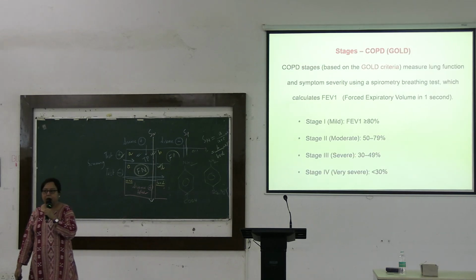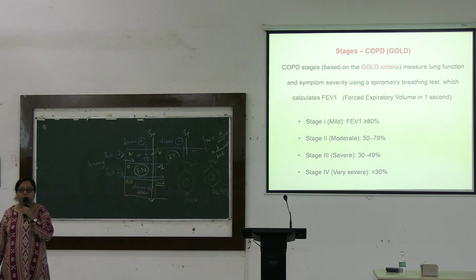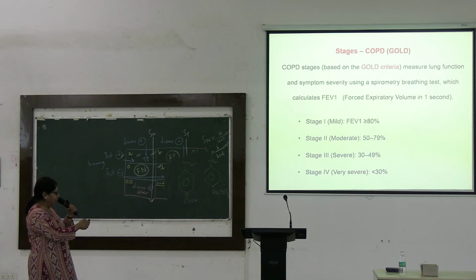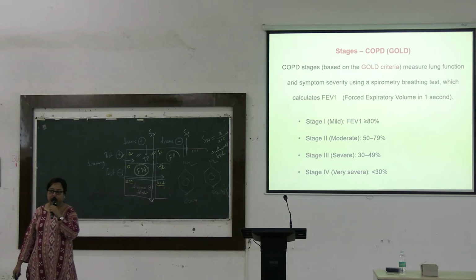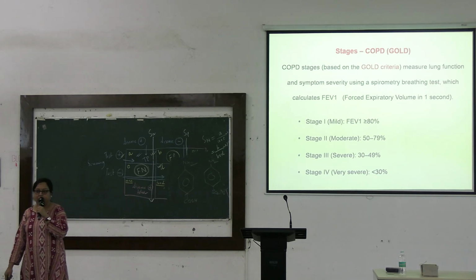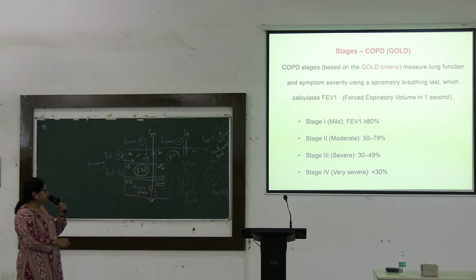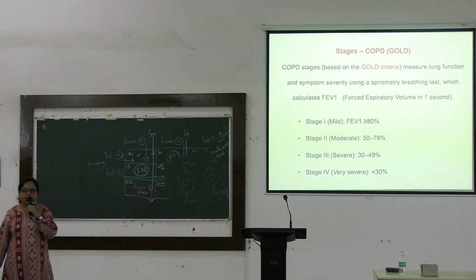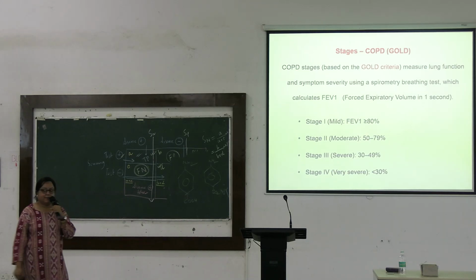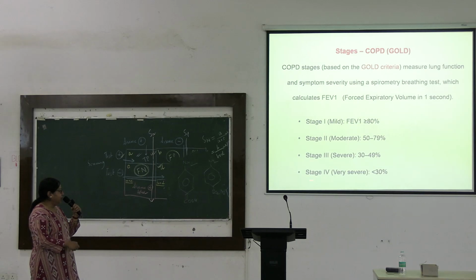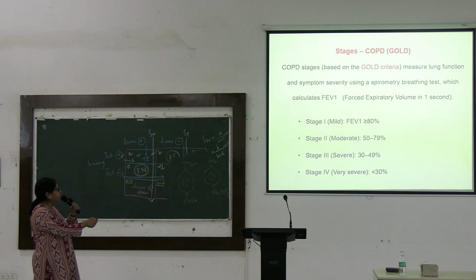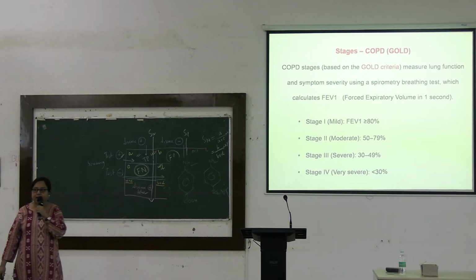So what are the stages? Have you heard of the GOLD criteria? The GOLD criteria is used to stage COPD. We have four stages, 1, 2, 3 and 4, based on FEV1, forced expiratory volume in 1 second, which is very important. Stage 1 is mild, that is more than or equal to 80%. Stage 2 is moderate, 50 to 79. Stage 3 is severe, 30 to 49, and stage 4 is very severe, less than 30%. So this is the GOLD criteria for staging COPD.